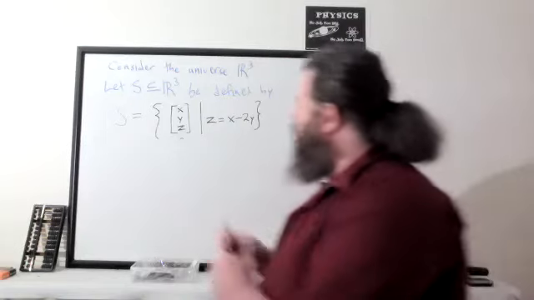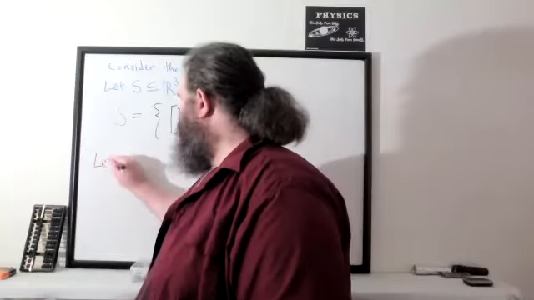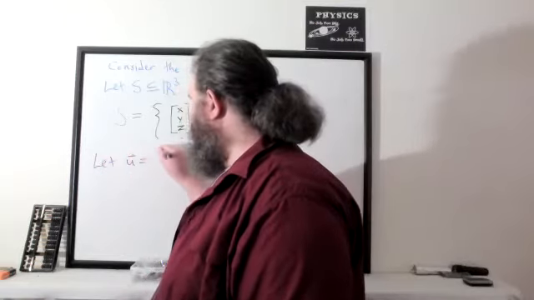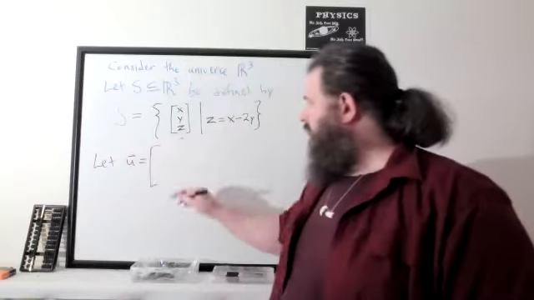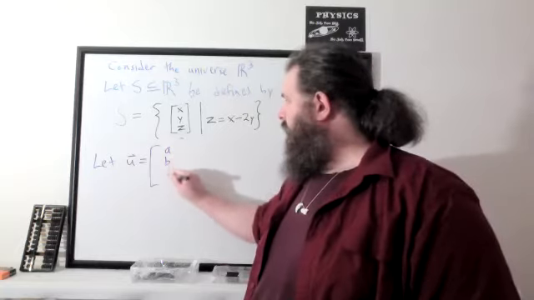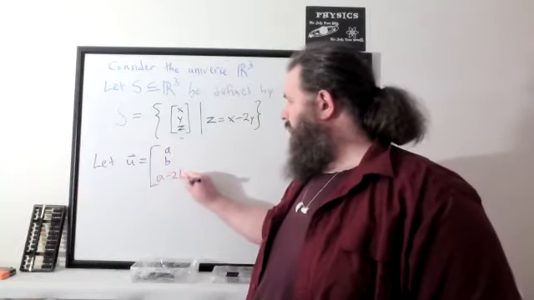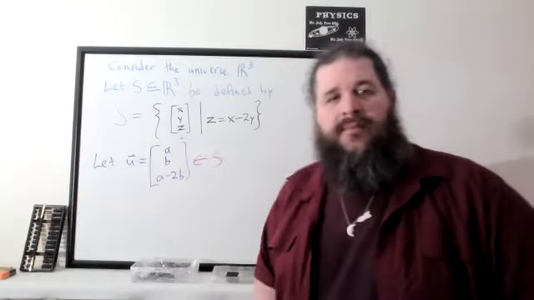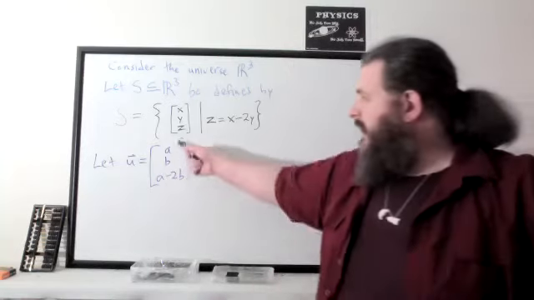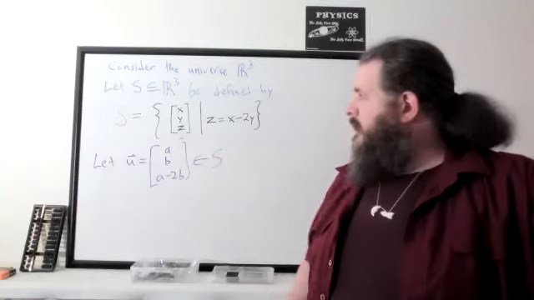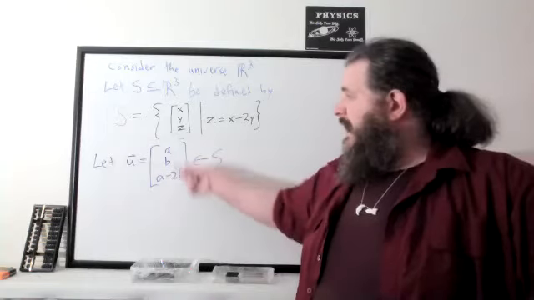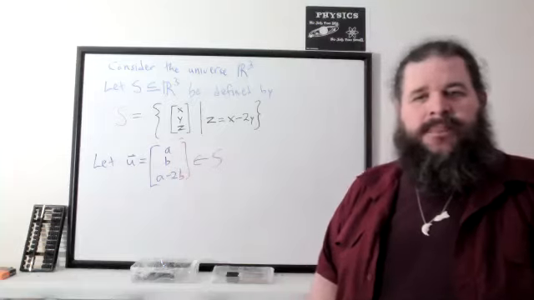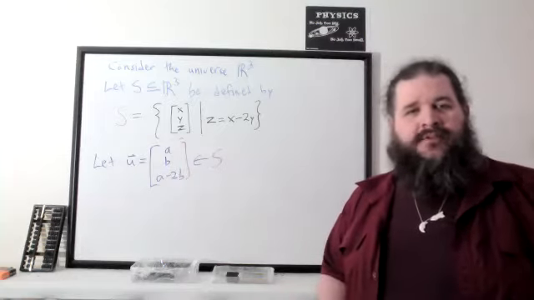If we say let u equal a vector that looks like that, let's say A, B, A minus 2B, as a member of set S, this is a truly arbitrary member of set S. Since A and B could be any values, that means that this could be any vector in set S. And how many free variables do we have here?